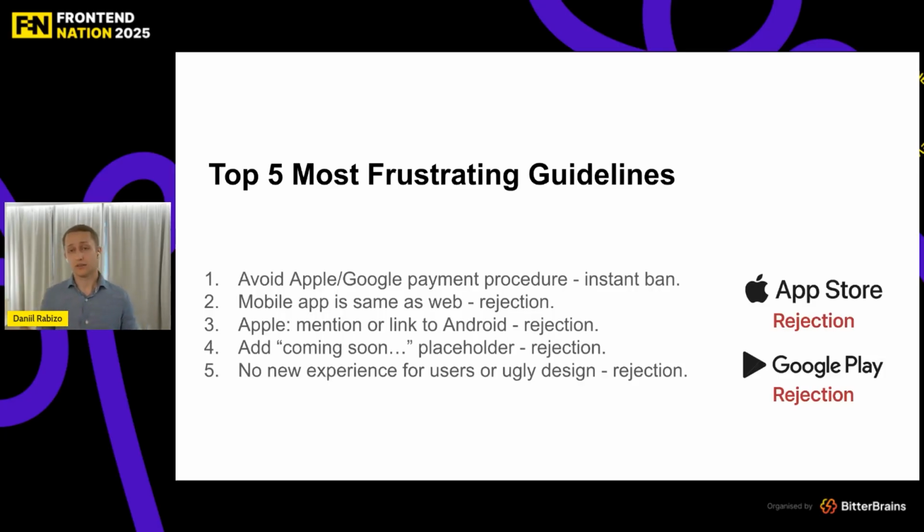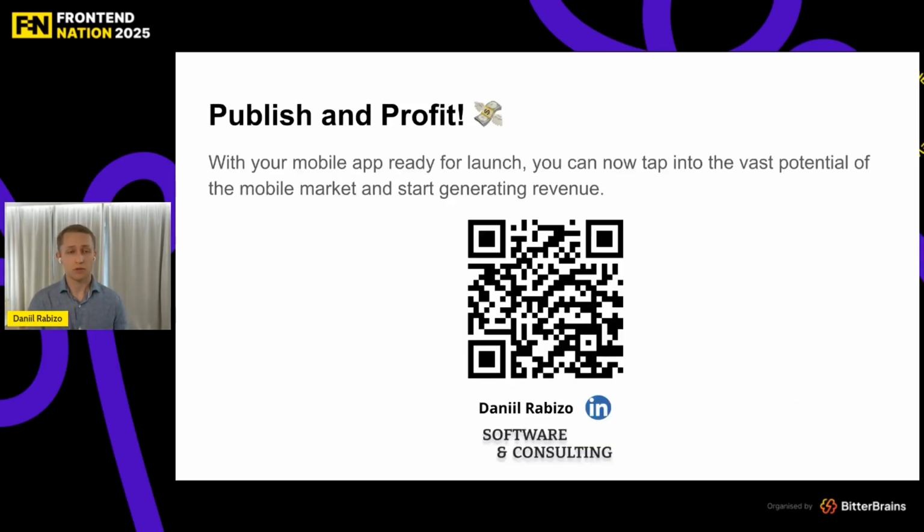And we have studied these guidelines very carefully and we were pretty lucky to pass the review without any feedback on the first try. And for more than a year now, we haven't had any feedback at all from Apple, besides the automatic tests. No rejections, no feedback at all. And once you have finished with that, you are ready to publish your application, generate revenue with it and make profits with it.